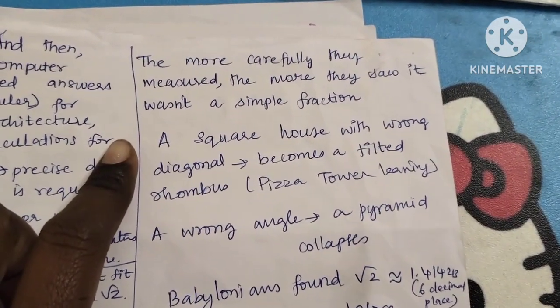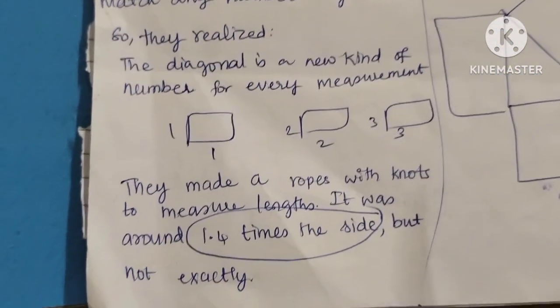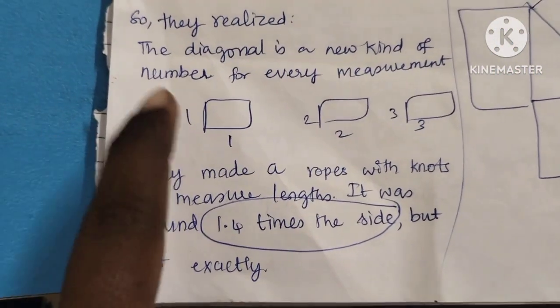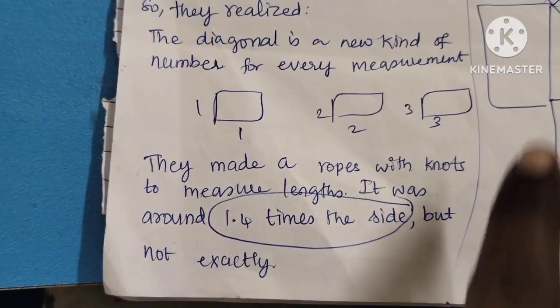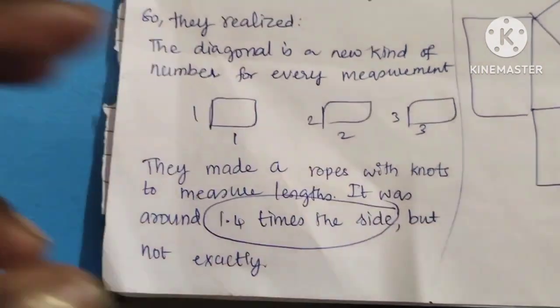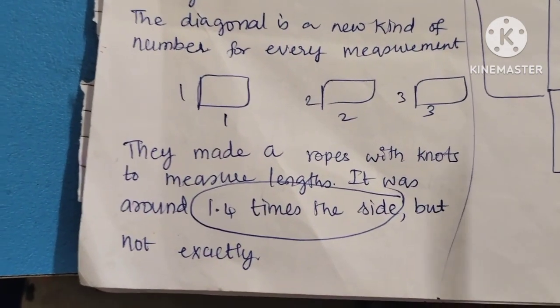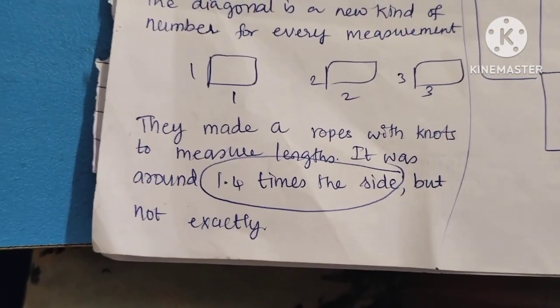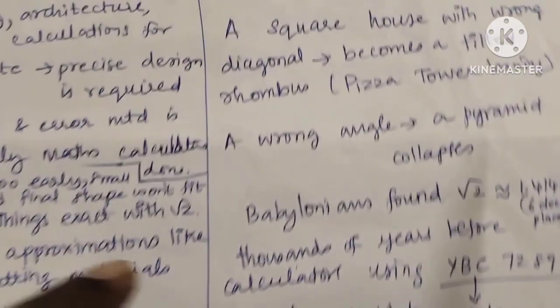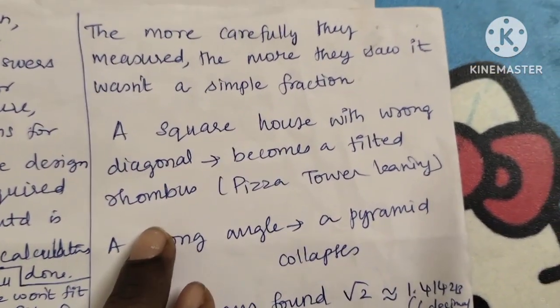So they wanted to find the correct way to find out how this diagonal comes without the trial and error method, because for small things they can use trial and error using the rope or the scale or any other measuring tool. But when things become bigger and bigger, we cannot use trial and error. So they wanted to find a perfect maths way. Because it's very important, a square house with wrong diagonal becomes a tilted rhombus.